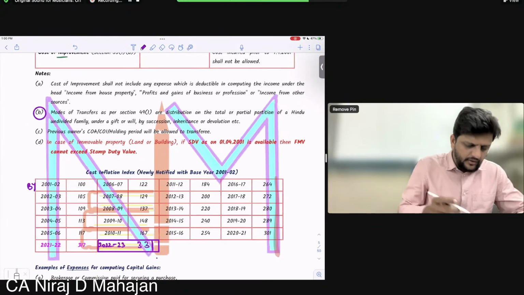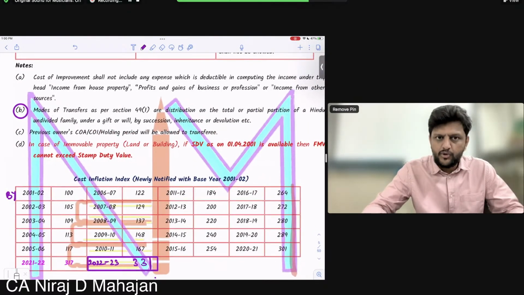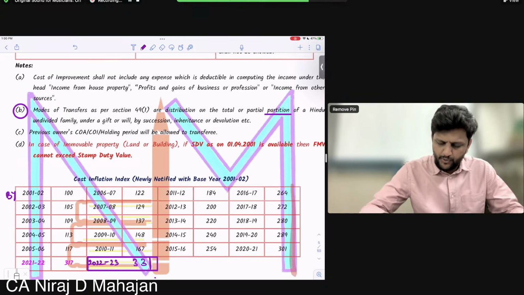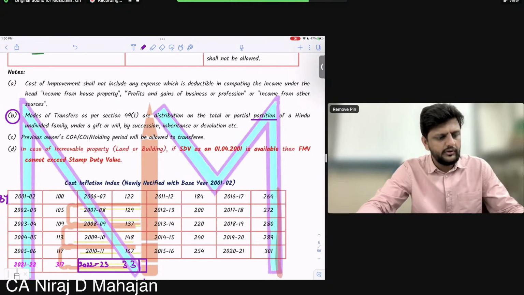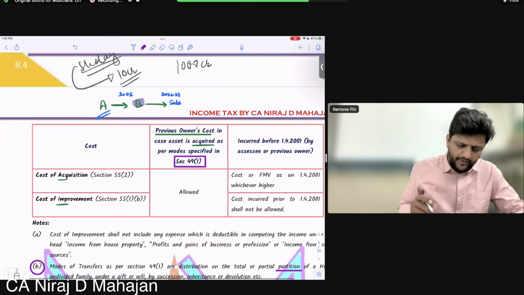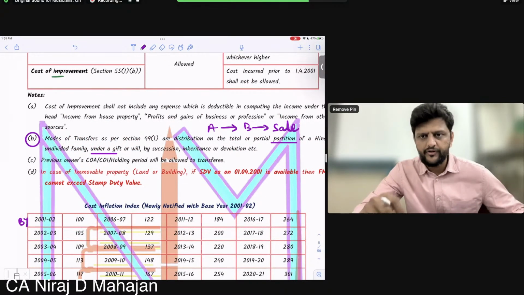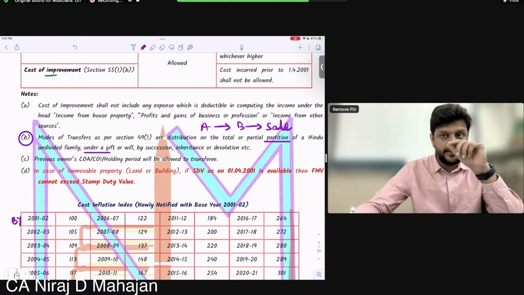Point number B. Modes of transfer. As per section 49(1) are distribution on total or partial partition of HUF. So when the property of the Hindu undivided family is broken down to the members, co-parceners, etc., again, that is one of the methods of 49(1). Okay, everybody? Then, under a gift. So in all these examples which I'm telling you, let us say the property was given from A to B, and then B has later on sold it. So we are talking of which transfer? A to B. If A is HUF and B was a member, that case will be covered.